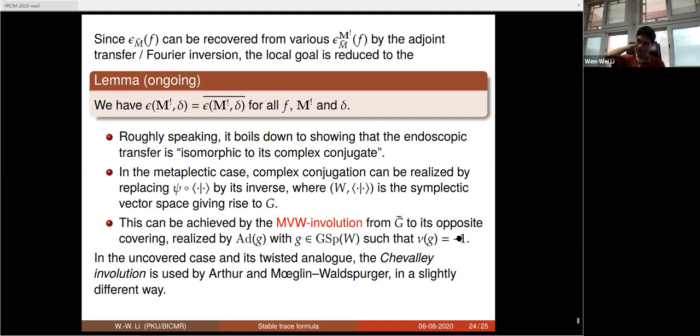So, by assuming all these ongoing lemmas and the theorem and the hypothesis, we should be able to stabilize the trace formula for the metaplectic group. And I hope this has some application to the study of the automorphic spectrum for these groups. And maybe it's also useful for the study of some other coverings.